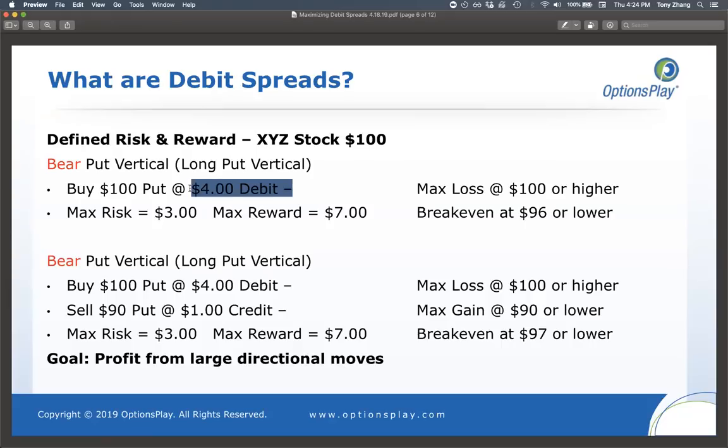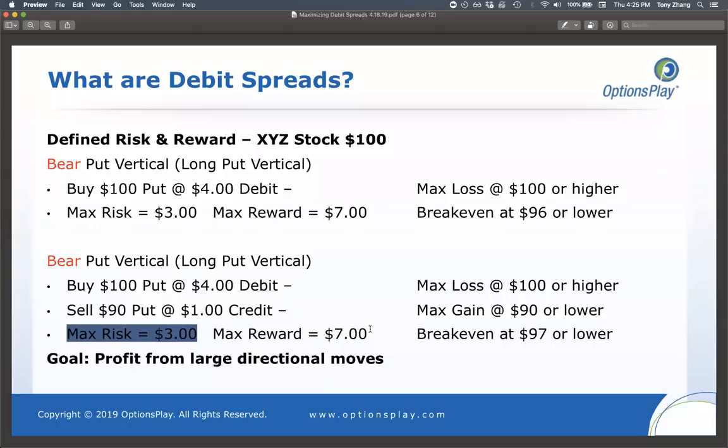On a long put vertical, it's the same thing. We're still buying that $100 put for $4, but now we're going to sell a lower put, a $90 put, for, same thing, a $1 credit. And that brings in a $1 credit. So our max risk now is $3 instead of $4.